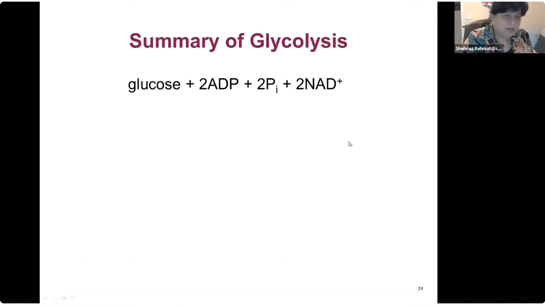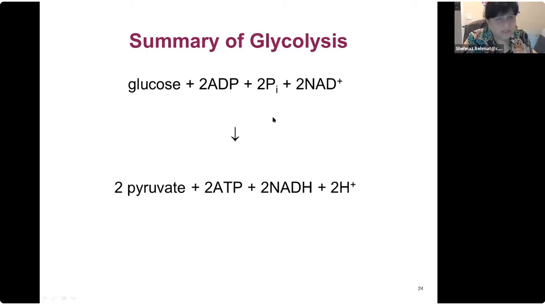So if you want to summarize glycolysis, of course, it is just glucose using up 2 ATPs and 2 inorganic phosphates and 2 NAD carriers will eventually give you 2 molecules of pyruvate. It will produce a net 2 ATPs and 2 carriers that are carrying the electrons. So this is a summary. Please remember this. You may be asked for that.